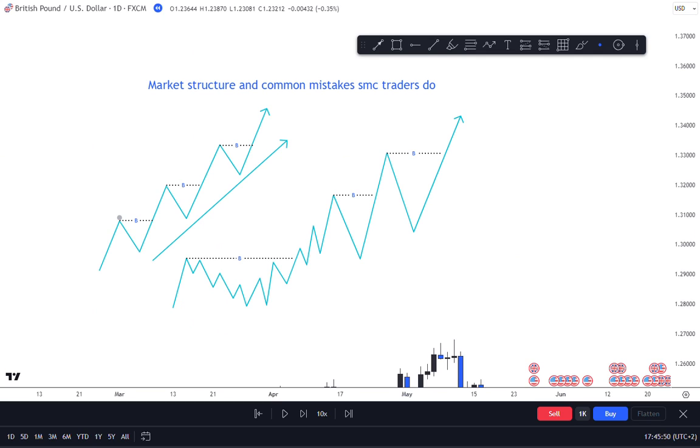Between structure here, you can see there will be an area of demand. It means that here demand is greater than supply. That is why when price comes to supply, it does not respect supply. It just takes out supply, comes back to demand, takes out supply, comes back to demand, just like that. The same thing happens here. This is a typical market structure that you'll be expecting: higher highs, higher lows, higher highs, higher lows.